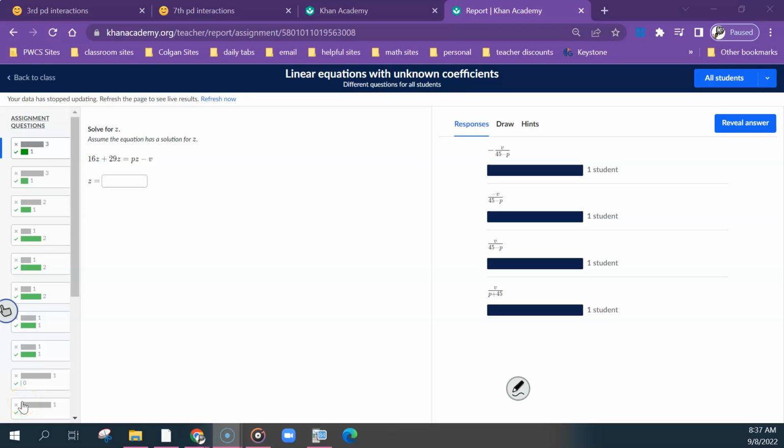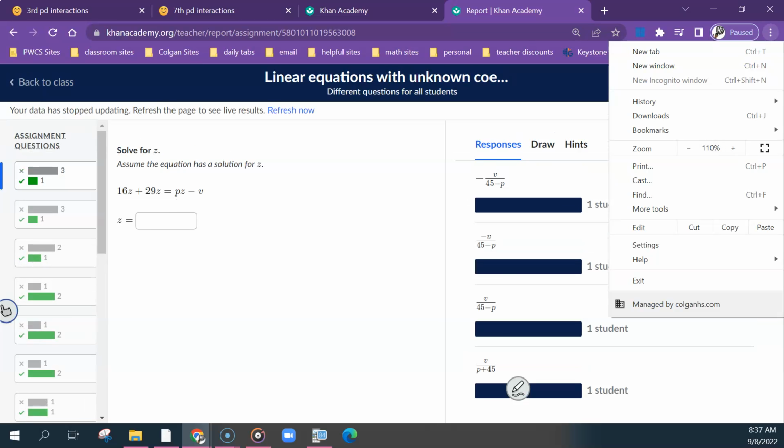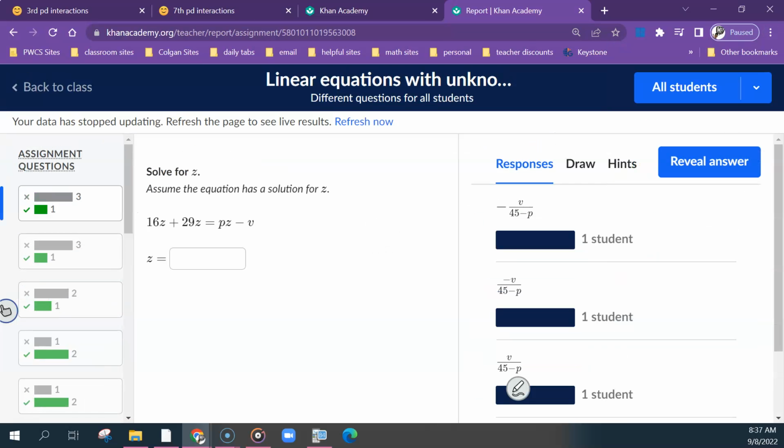I can't really make this. I don't know if I can make this bigger. Sure. And I can write game.